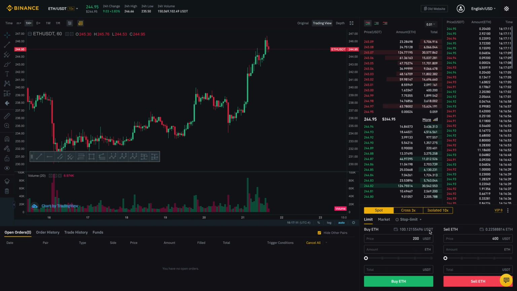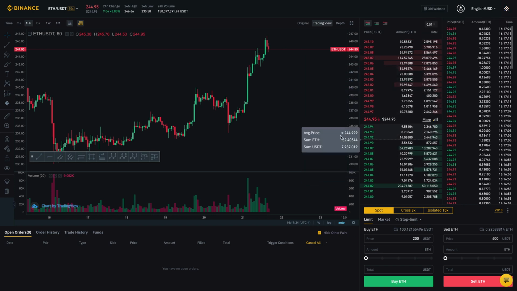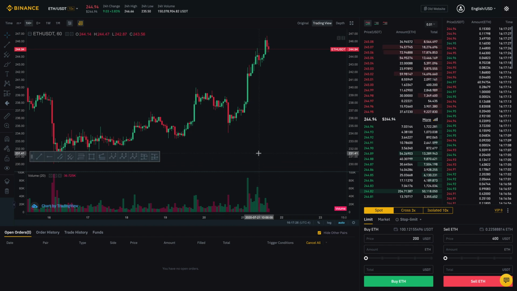If your screen doesn't look like mine, you'll need to go into the settings and choose whichever layout you prefer. Right now I'm on full screen and fresh, in dark mode or night mode, so that's why my screen may look different from yours. I'm going to talk about these things right here and what it all means.